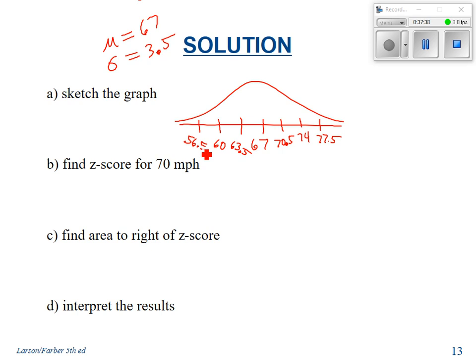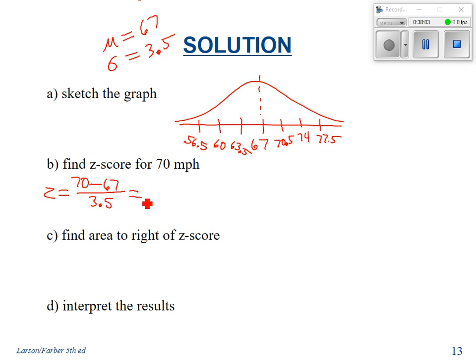So we sketched the graph. That's what the graph would look like. Again, this is our mean right here. We want to find the z-score for 70 miles per hour. So that's x, that's our 70, minus the mu, which is 67, divided by 3.5.